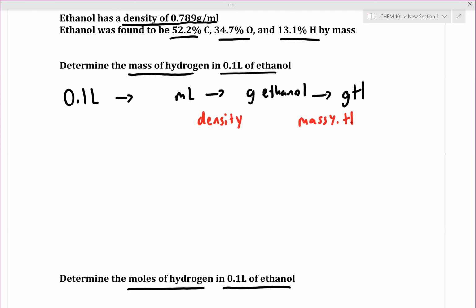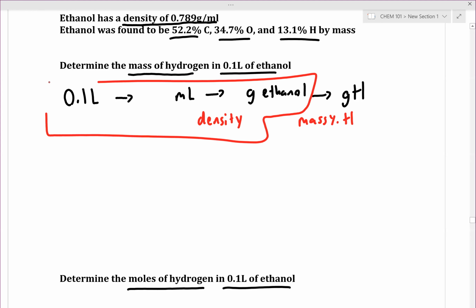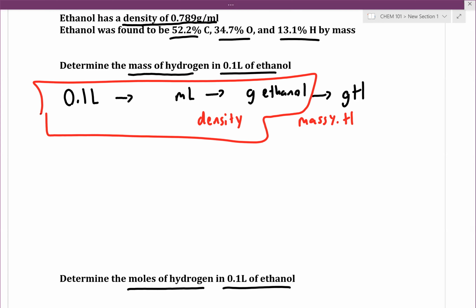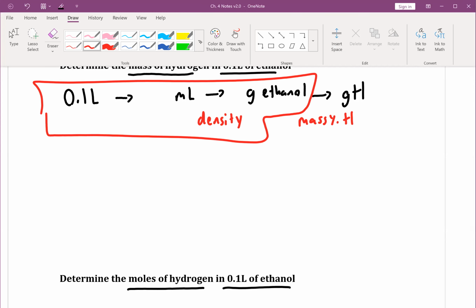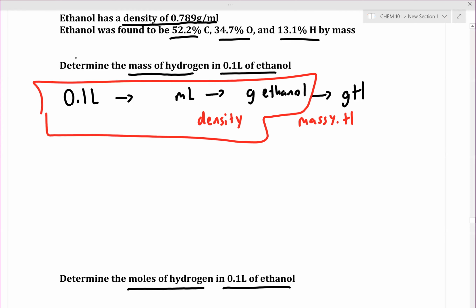That's the only new thing in this problem, this set of conversions here, which we've actually seen in earlier chapters. Okay? Does that make sense to everyone? Okay. So don't get too freaked out if you see a volume. There'll likely be a reference density for you to use.